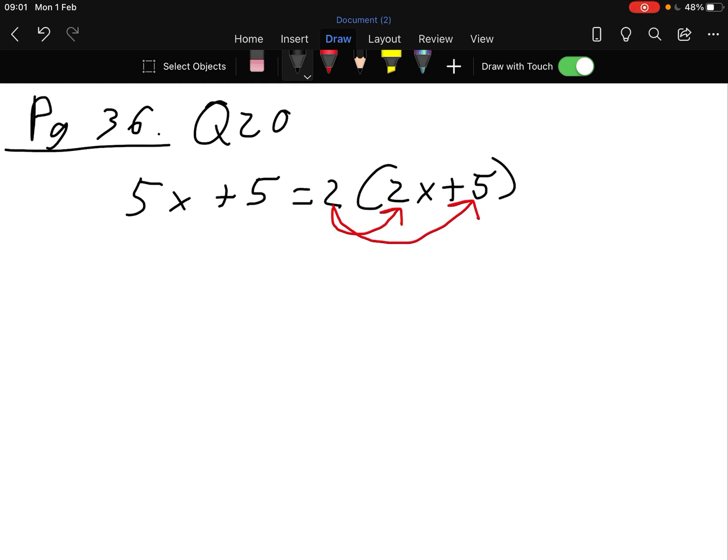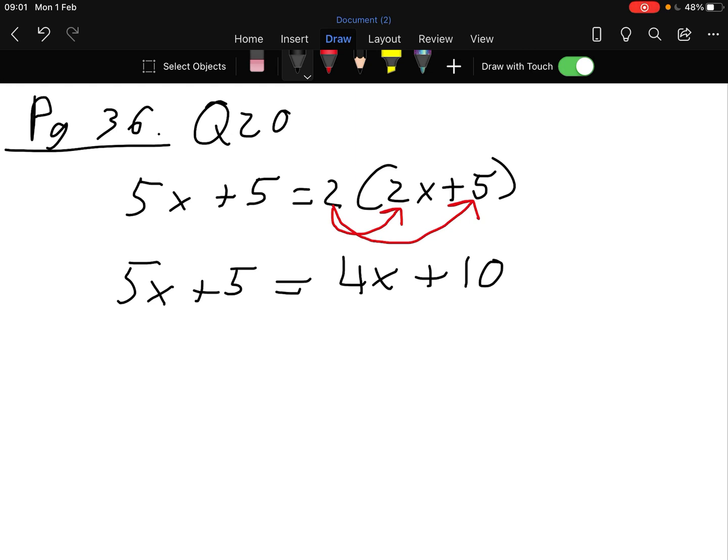Rewrite it out. Left hand side stays the same: 5x plus 5 equals, so 2 times 2 is 4, 2 times 5 is 10. Note the 2 is multiplying 2x, and that's a plus. So 2 into 2x is 4x, and 2 into 5 is 10.